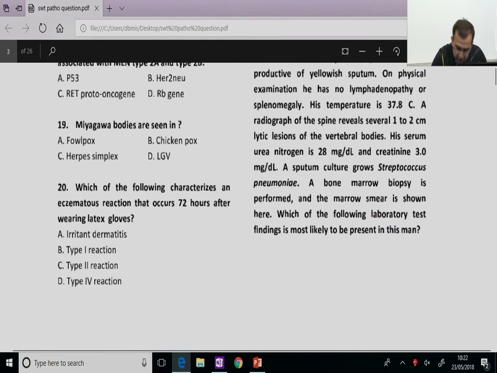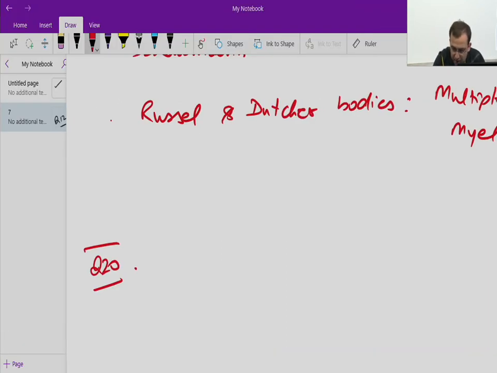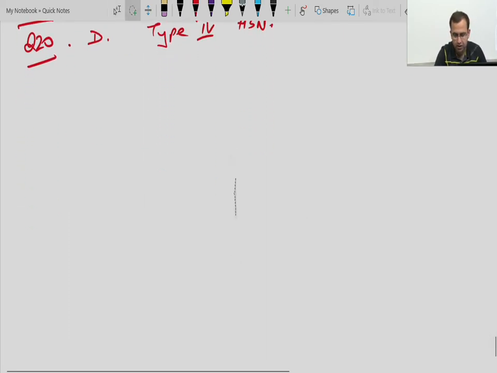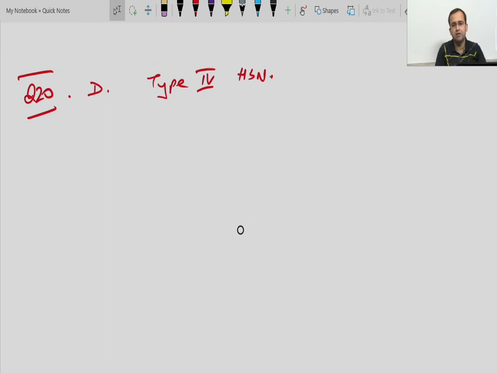Which is characterized by an eczematous reaction that occurs 72 hours after wearing latex? The fact that it is a delayed type of hypersensitivity reaction means it is associated with D, that is type 4 hypersensitivity. This is a delayed type of hypersensitivity, type 4. So before we go further, let us have a look at hypersensitivity reactions.